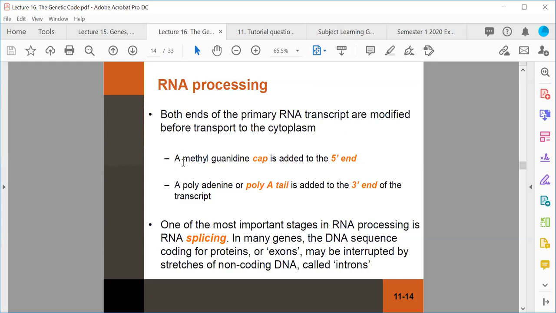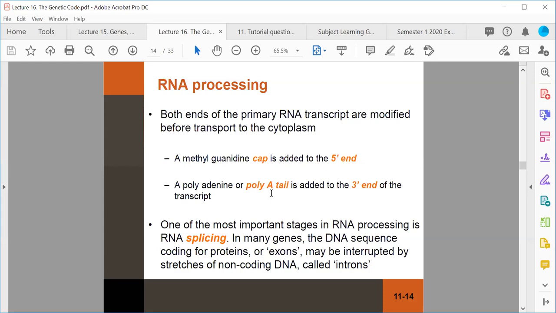All right, firstly, a cap is added. What's called a cap is added to the 5' end of the RNA. The name of that cap is a methylguanosine. It's just a modified nucleotide. And then to the other end, the 3' end of the RNA molecule, a poly-A tail is added, which is basically just a long string of adenine nucleotides. They're the modifications to the two ends of the RNA molecule.